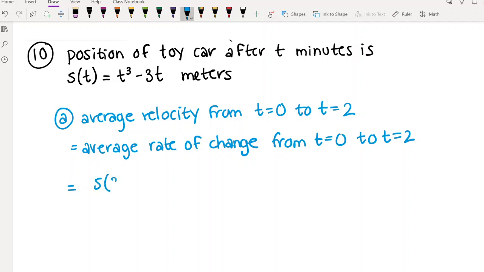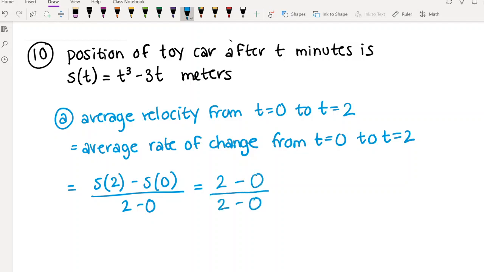So we're going to do s of 2 minus s of 0, divided by 2 minus 0. If we plug in 2 to our function, we get 8: 2 cubed is 8, minus 3 times 2, which is 6, so that's 2. And if we plug in 0, we actually get 0 as well, just a coincidence. So we end up with 2 over 2, which is 1. And what are the units? They are meters per minute. So that is the average velocity.